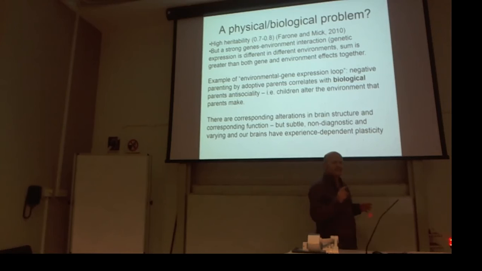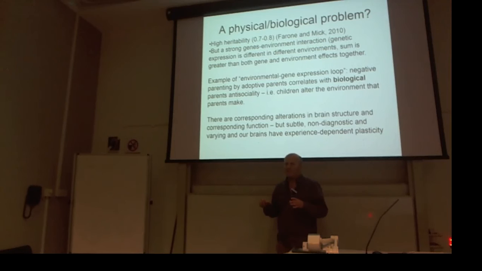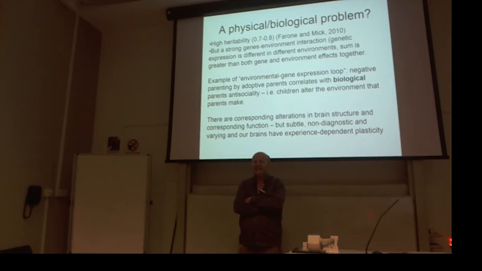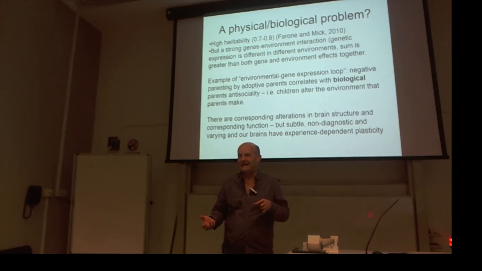This is a difficult one, but try to think about this. Negative parenting, that means bad parenting, by adoptive parents, parents who have adopted children with ADHD, correlates with the biological parents' antisociality. So how bad a foster parent you are with an ADHD child can be predicted by how badly behaved that child's parents are. What that tends to suggest is that the child is affecting the way the parent is behaving. So the child's genetic background is influencing their own environment. And so you get this complex gene-environment interaction.